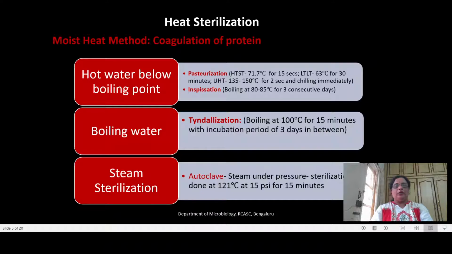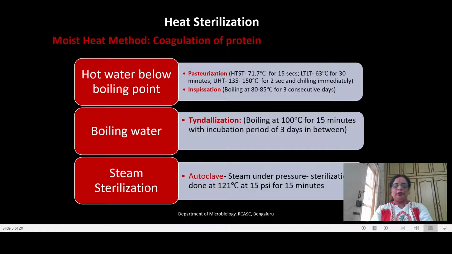And you have inspissation, that is boiling at 80 to 85 degrees Celsius for 3 consecutive days. So for example, today you are going to boil the thing which has to be sterilized at 80 to 85 degrees Celsius, and you are going to incubate or leave it for 1 day, and again you are going to boil it. Like that, for 3 consecutive days we are going to do.